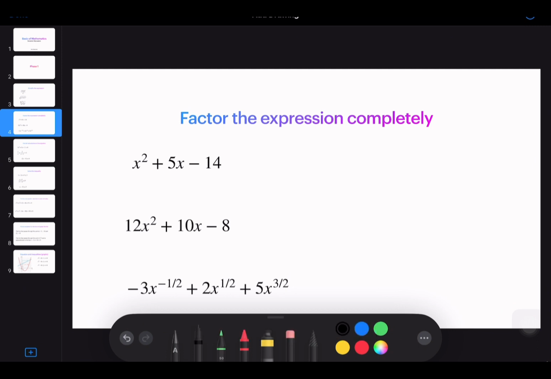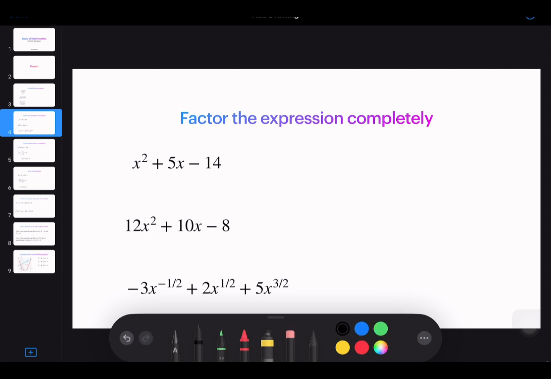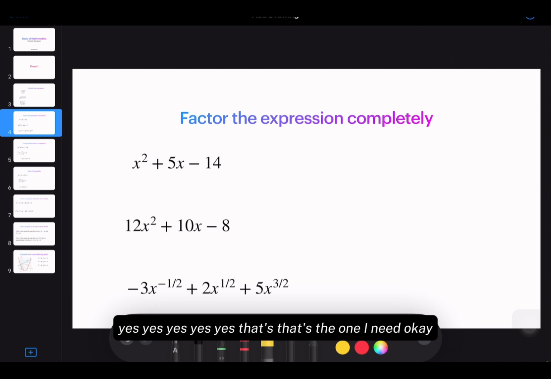I first want to find... Yes, true. I mean, not factor out with this, but I think with the minus half, 1 over square root of x, right? So that the other factor will be this one. So you can factor this, and then that's the answer. Yes, that's the one I need.